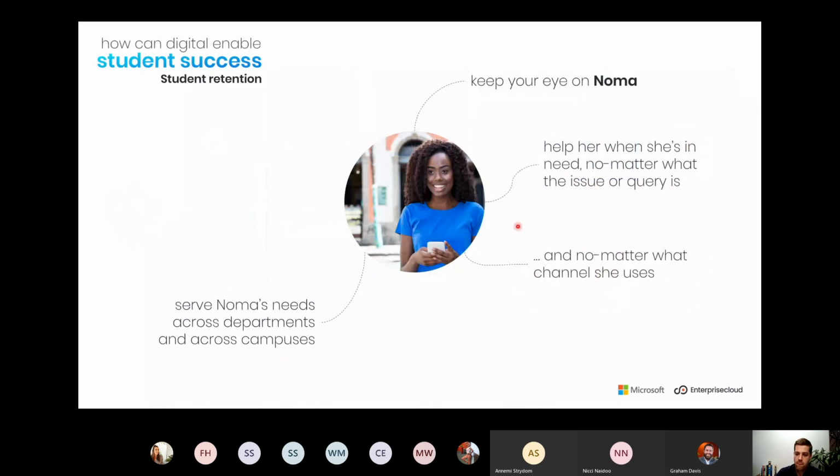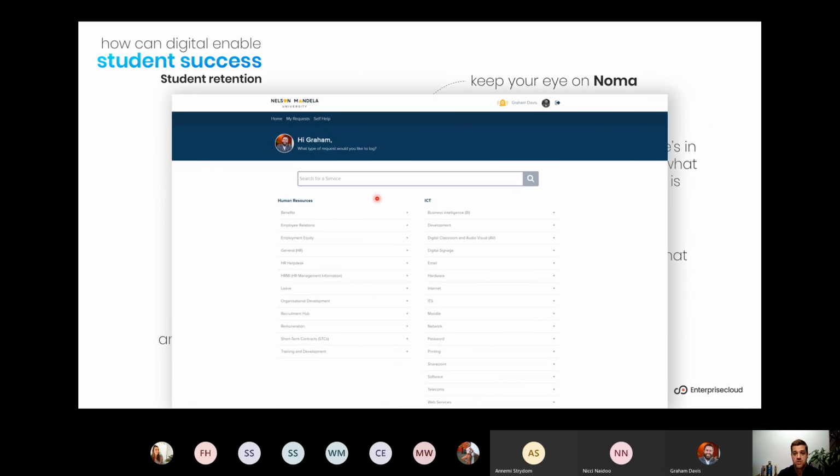All right. So if we go back here, we want to make sure that we're serving Norma's needs across various departments, across the campuses, and like I said before, with that consistent handover from application through to enrollment, through to registration, etc. We want to make sure that service is being delivered consistently across all the departments, all the campuses.